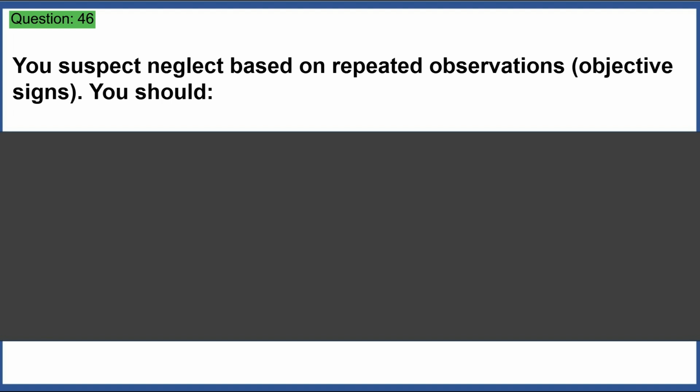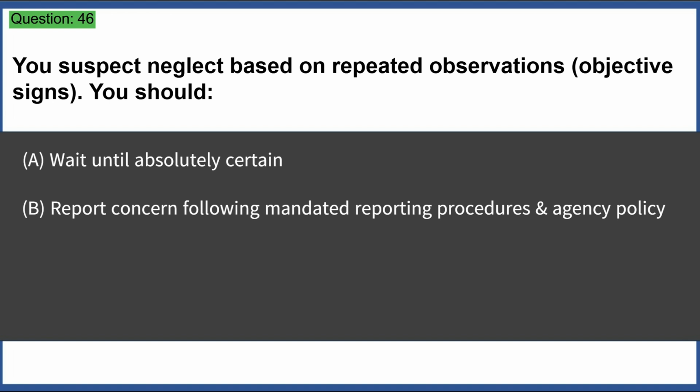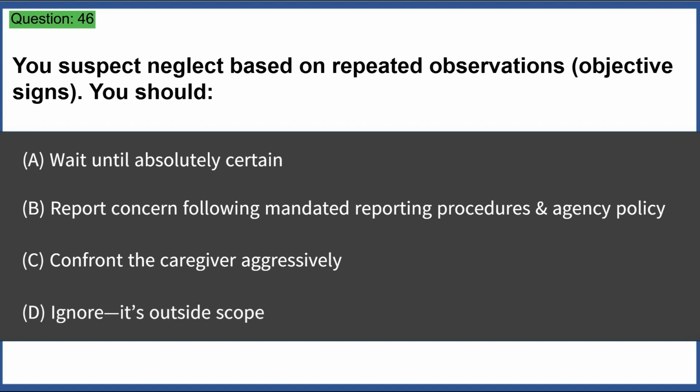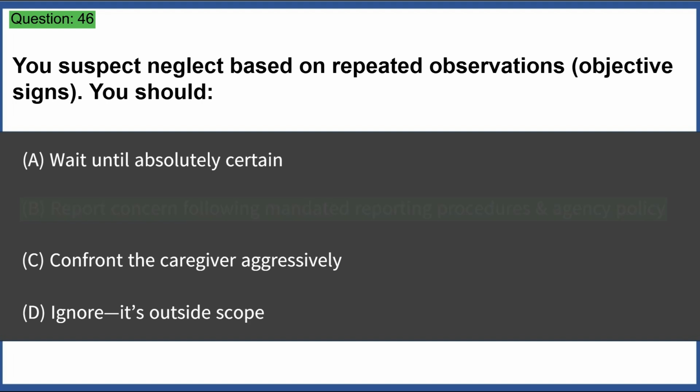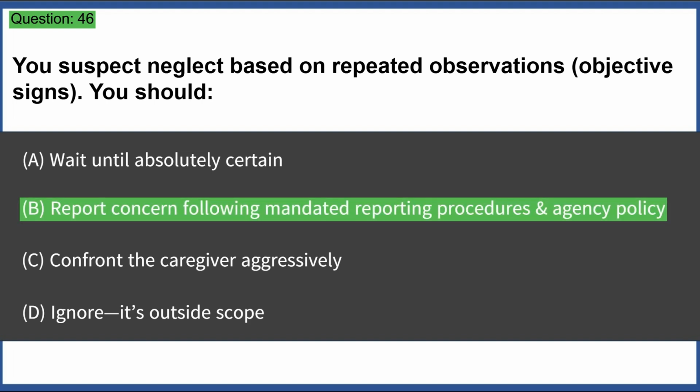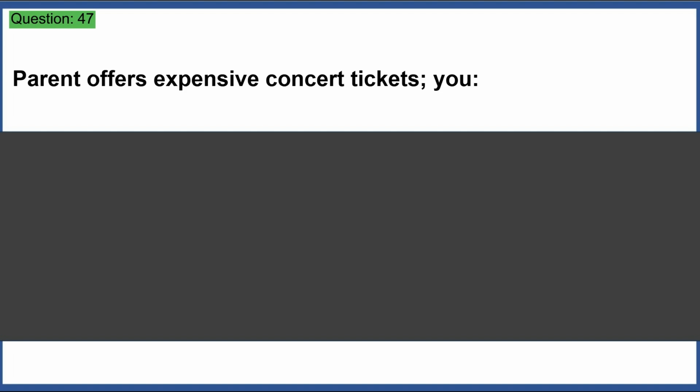You suspect neglect based on repeated observations, objective signs. You should A. Wait until absolutely certain. B. Report concern following mandated reporting procedures and agency policy. C. Confront the caregiver aggressively. D. Ignore, it's outside scope. Answer B. Mandated reporting.